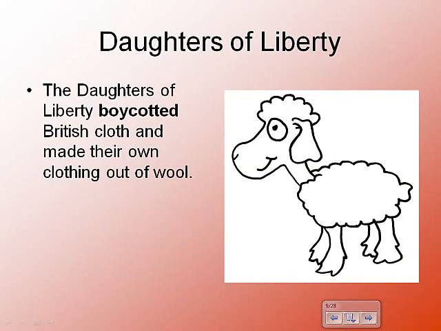There was the sister organization to the Sons of Liberty known as the Daughters of Liberty. And what they did was they boycotted British cloth and made their own clothing out of wool, which means when they boycotted, they wouldn't purchase goods made from Great Britain. Instead, they made their own to try and hurt Great Britain's economy that way.